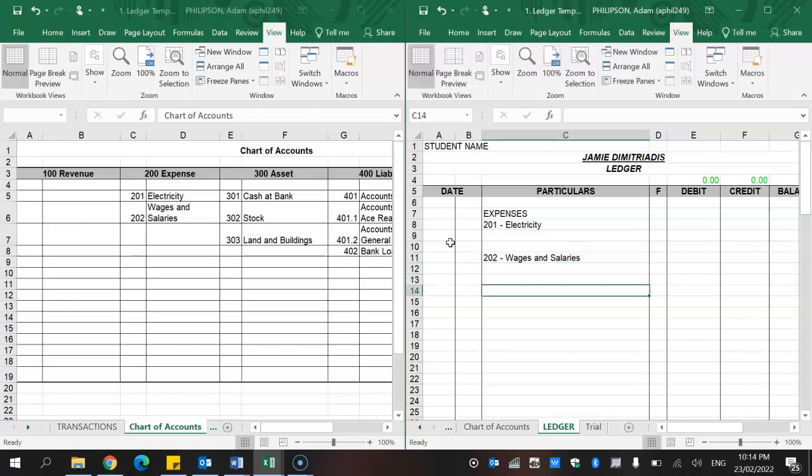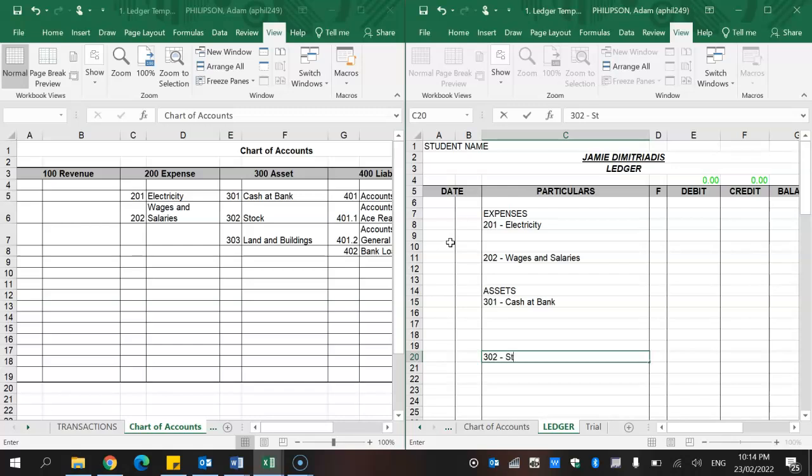Hit enter 3 times again. All right, that's it for our expenses. So now we want to head up assets, caps lock, and we do the same sort of thing. 301 cash at bank. Hit enter 3 times. Maybe hit enter 5 times for cash at bank, because we know that it's the account that's going to have the most transactions in it. So I'll just leave a little bit more space in that one.